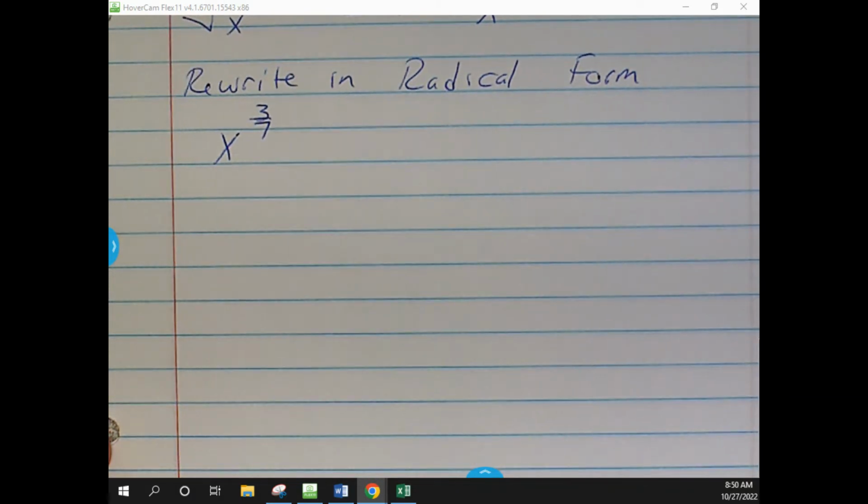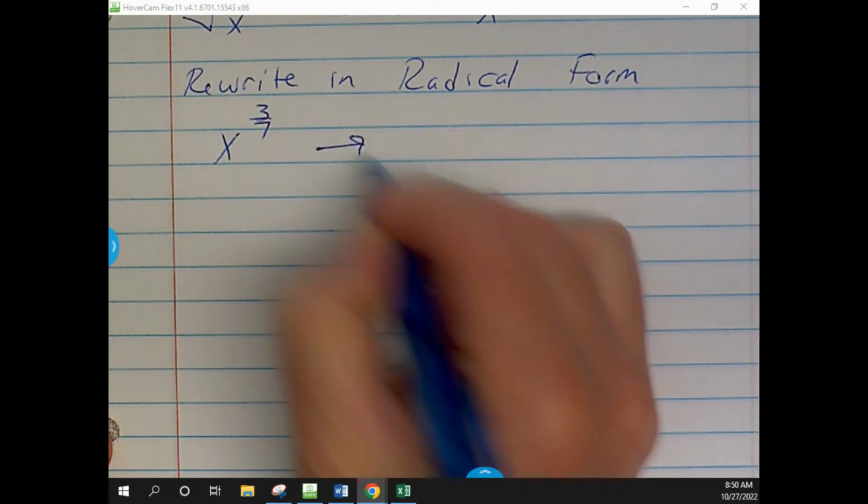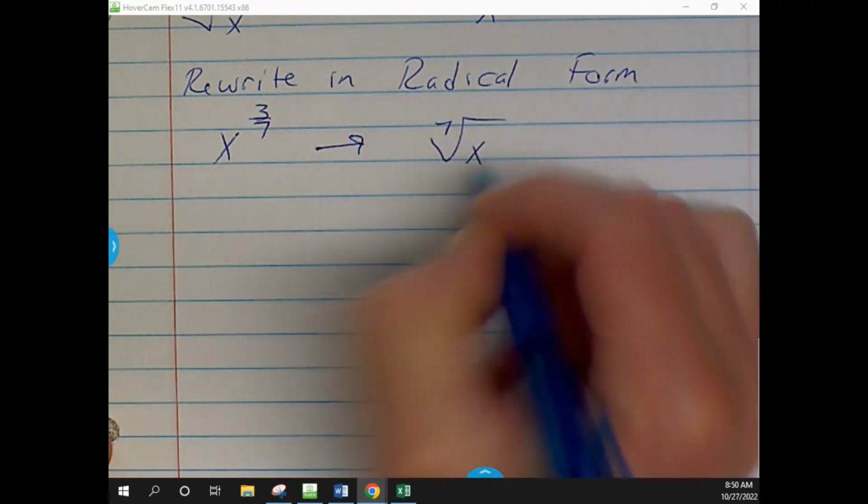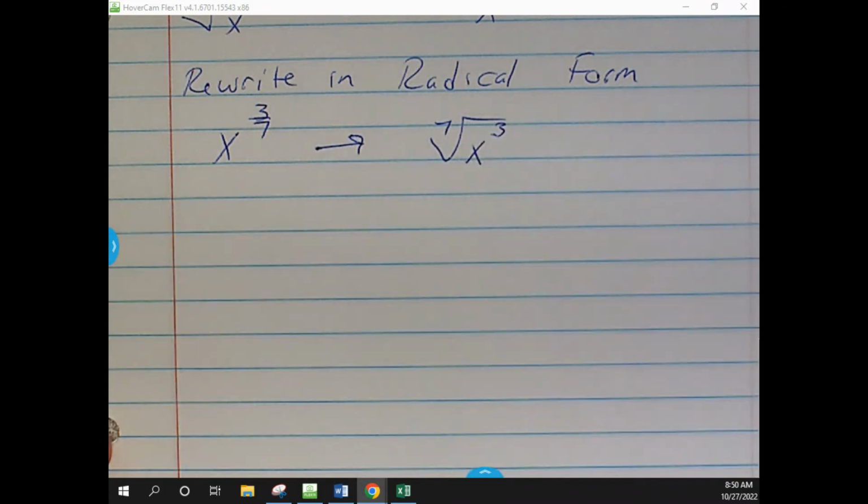Let's go with x to the 3/7 power. So now they're saying, all right, it's in exponential form, which really winds up being rational because we've got the fraction with it. So if we rewrite it in radical form, the main thing is the 7 on the bottom, that's your index. And that 3 becomes your power there.